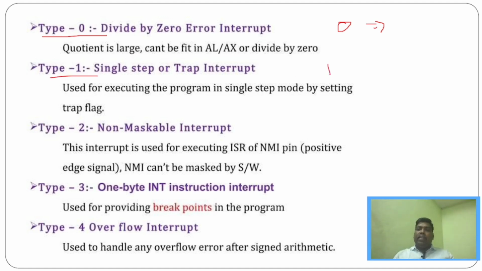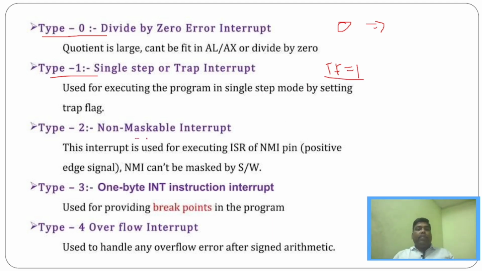That is, whenever the trap flag, TF flag, is 1, then this type of interrupt will happen. When this interrupt happens, the microprocessor will execute instructions step by step, that is, it will execute in single step mode. I have already explained, while explaining the architecture, what single step mode is. So whenever the processor comes across this condition, it will enter into single step mode. That is called type 1 interrupt.